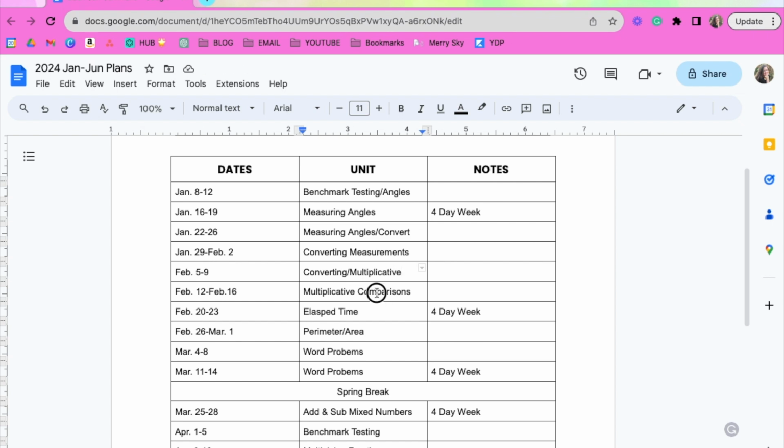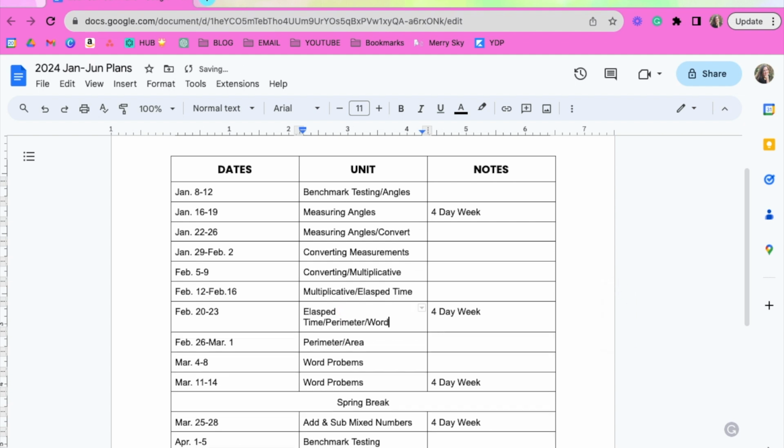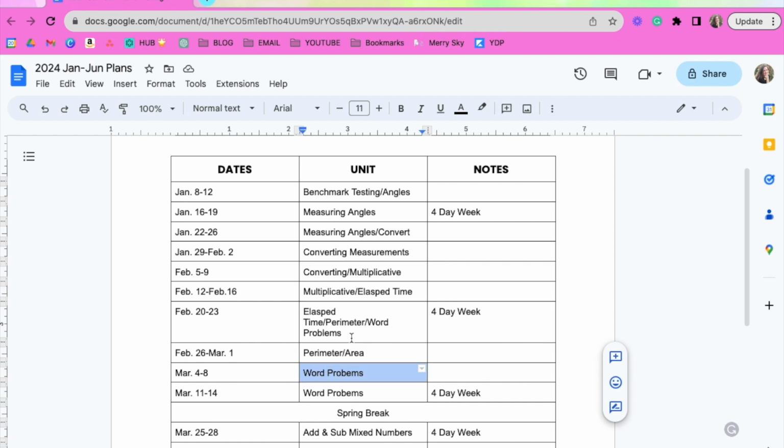This is a 4-day week, so let's get that elapsed time in here. So we probably, elapsed time can be tough. I think we could probably fit perimeter and area, or start perimeter here. Perimeter and area / word problems. Since we've already taught area, it's really just a review. All right, so that gives me, wait, no, that's not what I wanted. That's the wrong spot. There we go.